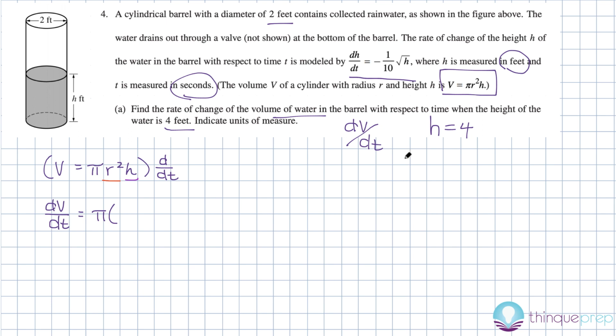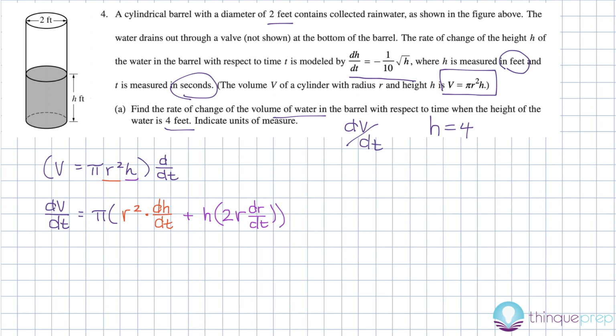The product rule goes, we take the first value, and then we times it by the derivative of the second. The derivative of the second is dh/dt. And then we have to add the second times the derivative of the first. The derivative of the first is 2r dr/dt. Remember to use the chain rule here.